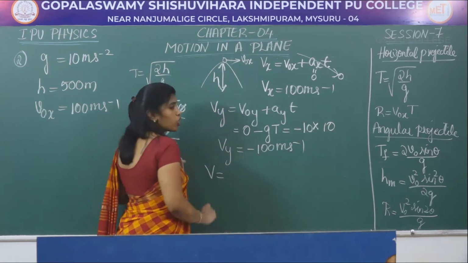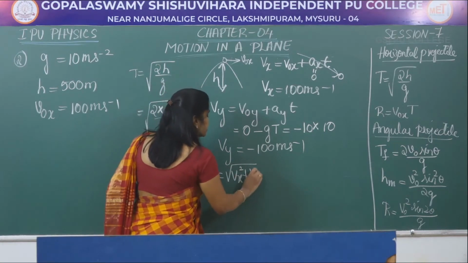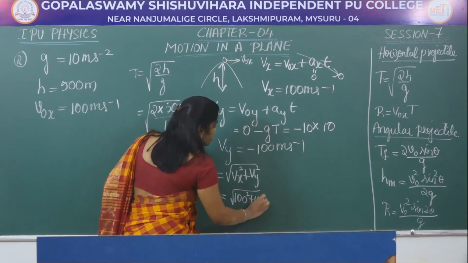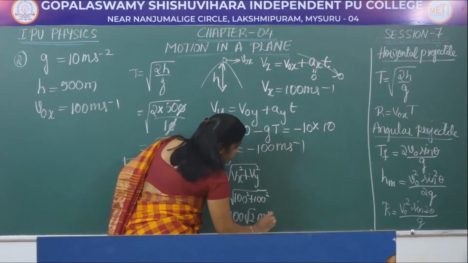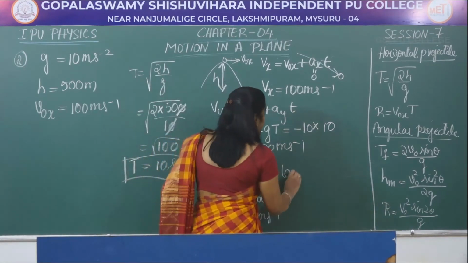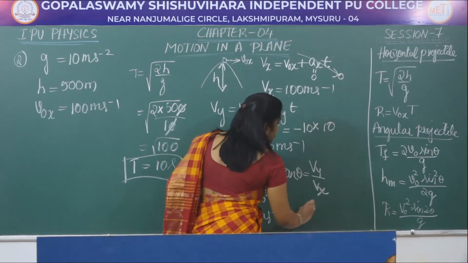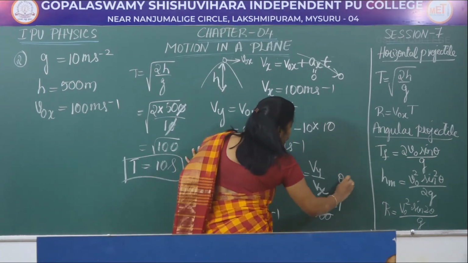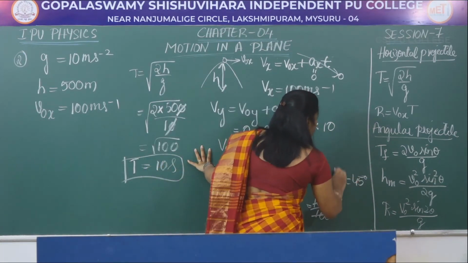Next, to find the velocity, the magnitude of the velocity is given by the formula √(Vx² + Vy²), which is equal to √(100² + 100²), which I can write as 100√2 meter per second. This is the magnitude. Then coming to the direction, let me take tan θ equal to Vy by Vx. That is equal to 100 by 100, which is equal to 1, so θ will be equal to tan inverse of 1, which is nothing but 45 degrees.